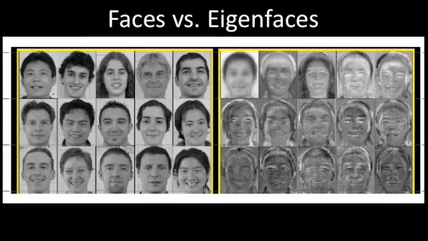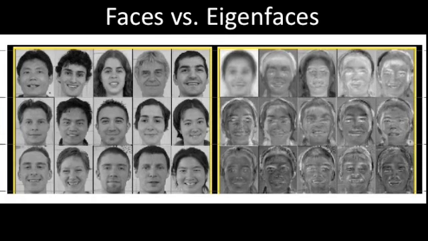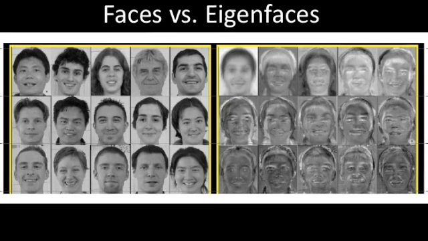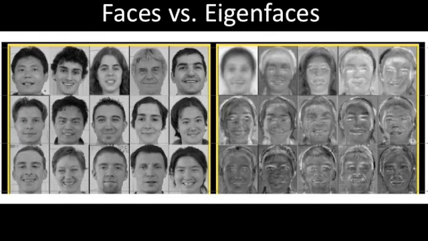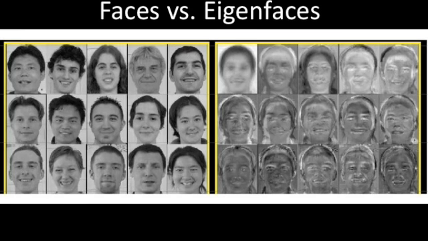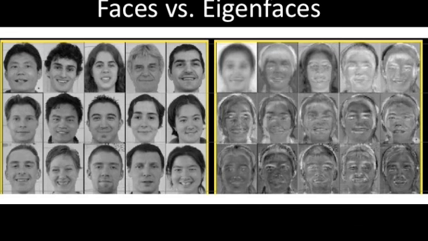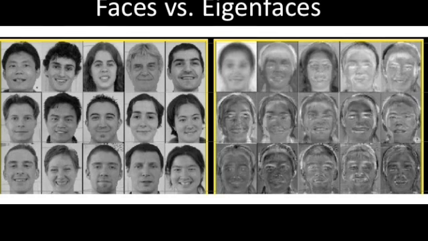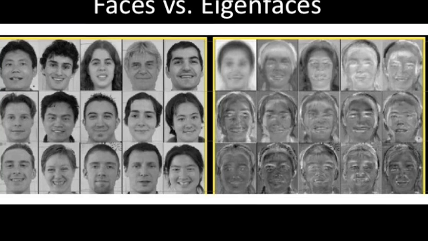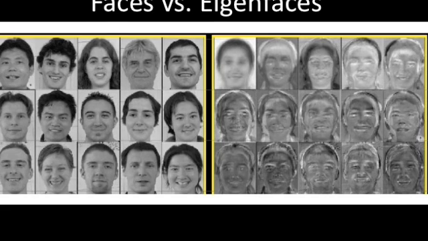So here's a comparison of faces versus eigenfaces. Faces are images we take of people, and eigenfaces are faces we compute out of scatter matrices. The beauty of eigenfaces is that it can represent any image on the left or any face by just linearly combining or adding all these eigenfaces together. The eigenfaces, again, give us the principal components of the human face, and we can add them in various amounts to build any face on the left.